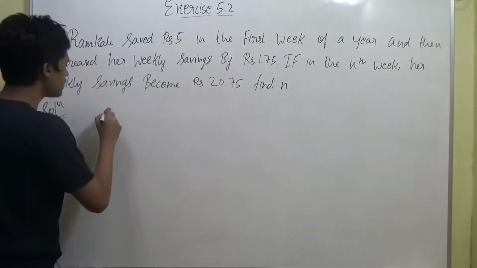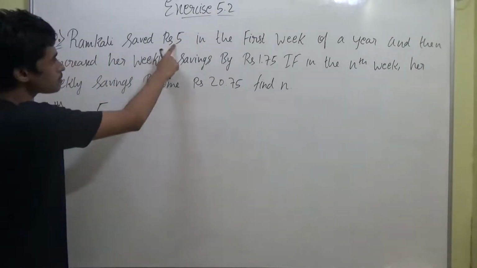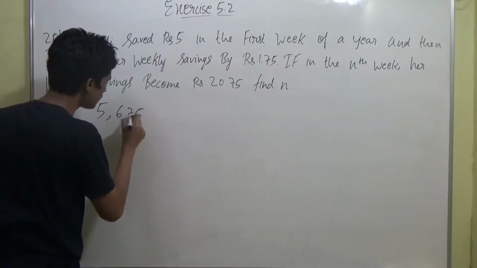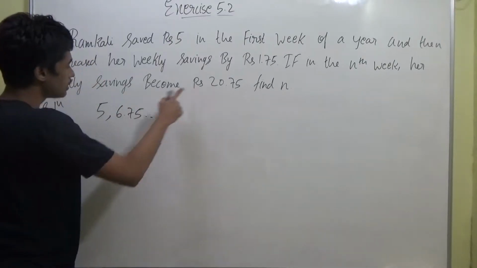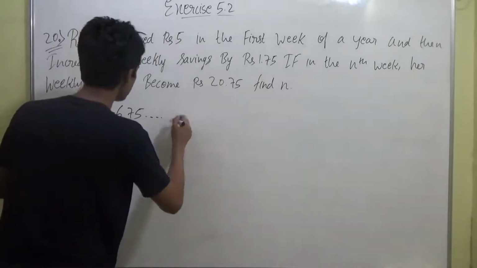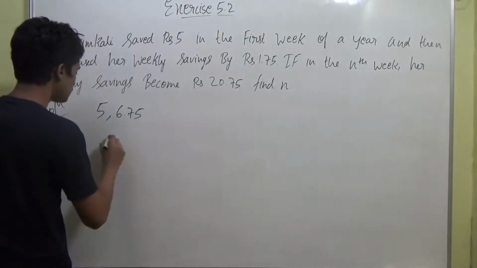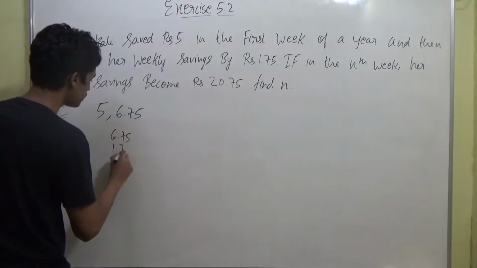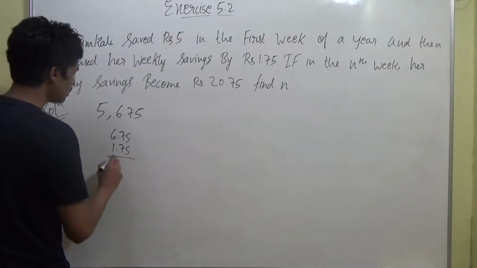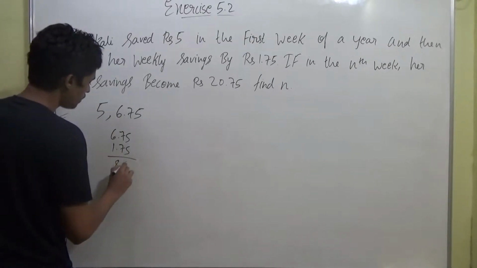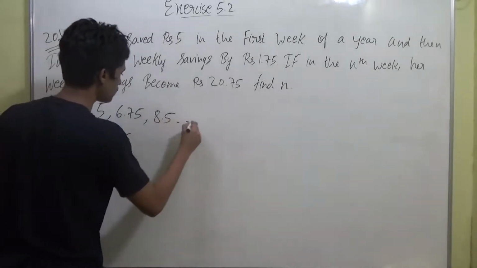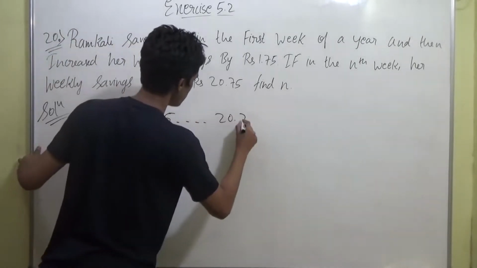They said for the first week it is 5, right? In the second week it becomes 5 plus 1.75, it becomes 6.75. Correct? And so on it goes. This is the AP, right? Let's write one more term. 6.75 plus 1.75 is going to become 8.5. Getting it, guys? So on it's going to go till 20.75.